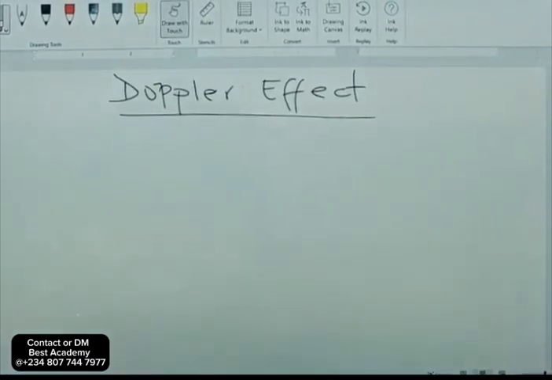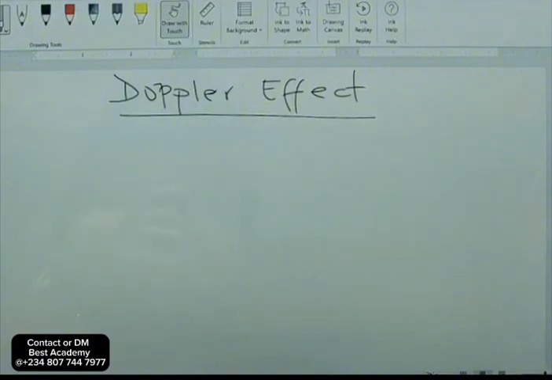Alright, in this video, I'm going to focus on Doppler effect and the calculations on Doppler effect. But before we move into the calculation here, let's take the definition of Doppler effect.